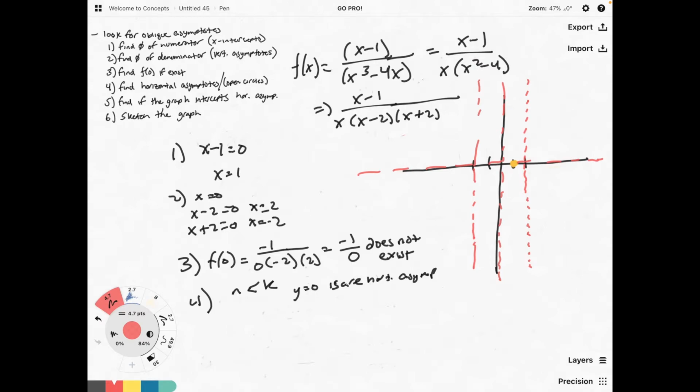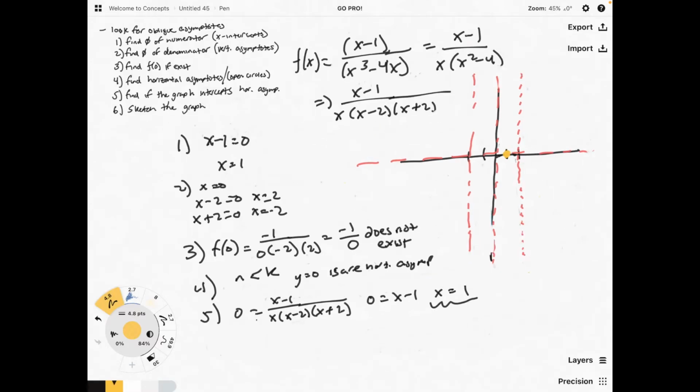Step 5, we want to see if the graph intercepts our horizontal asymptote. To do that, we know that y equals 0 is our asymptote. If we set our equation equal to 0 and solve, then we get 0 equals x minus 1 divided by our denominator, x multiplied by x minus 2 multiplied by x plus 2. When we move all of this over to the right hand side, then we get 0 equals x minus 1. And when we solve, then we get x equals 1.